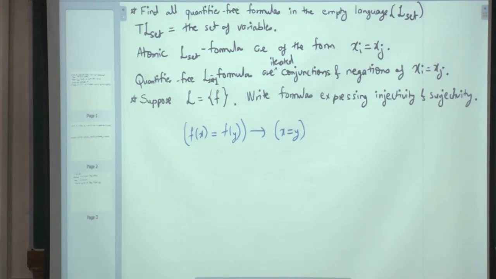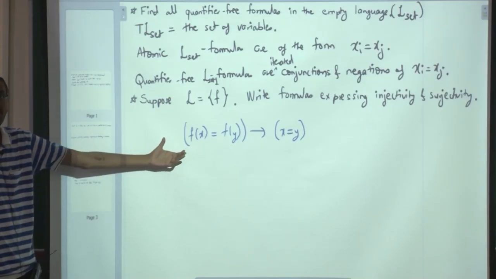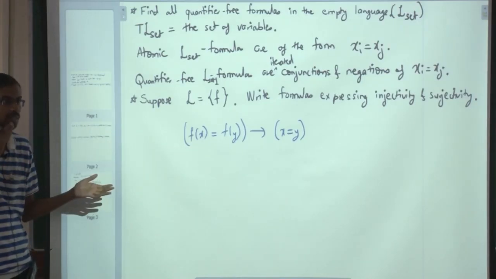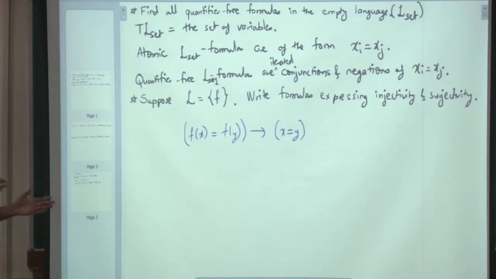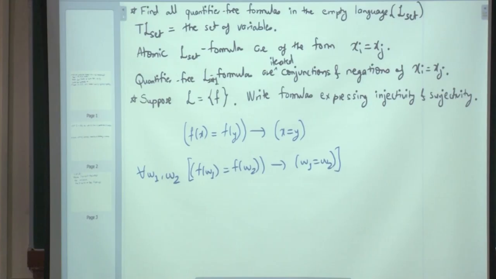This is a formula, but it can be either true or false depending on the values of x and y. But we don't want that. We want to say that the function is injective. So, how do we change it to for all? x by W1 and y by W2. Okay. So, we are just going to write it directly. So, for all W1, W2. This for all W1, W2 is a short form for for all W1, for all W2. We don't write so many for alls. f of W1 equal to f of W2 implies W1 equal to W2, and then we put a pair of brackets over it.